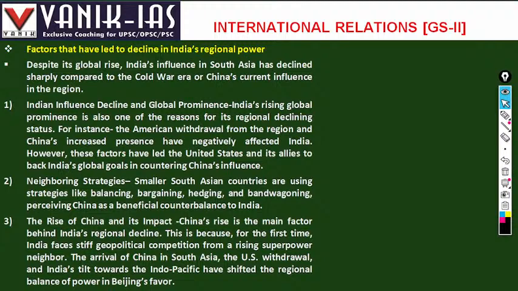Neighboring strategies: smaller South Asian countries are using strategies like balancing, bargaining, hedging, and perceiving China as a beneficial counterbalance to India.